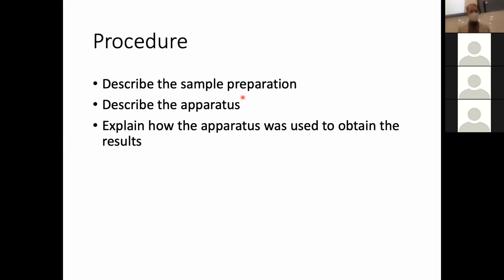Okay, next is the procedure section. You want to describe how you prepared the sample that you're looking at. You want to describe the apparatus that you used to make measurements on the sample. And you want to explain how you did all this. So how was the apparatus used to obtain the results? And your goal in writing a procedure section is basically that another scientist with basic training in chemistry should be able to read the procedure section, and based on the information in it, they should in principle be able to reproduce the results that you got.